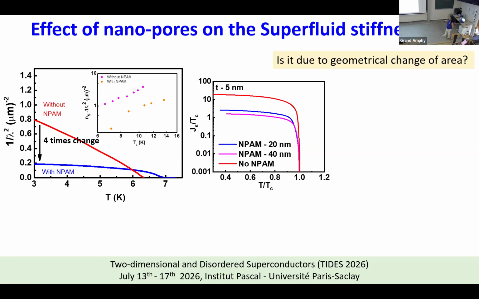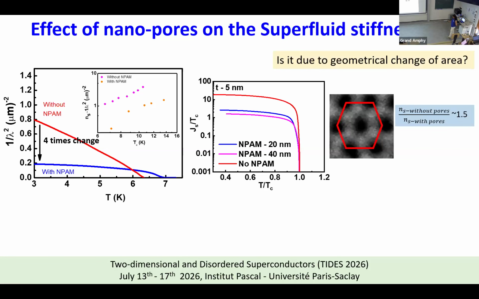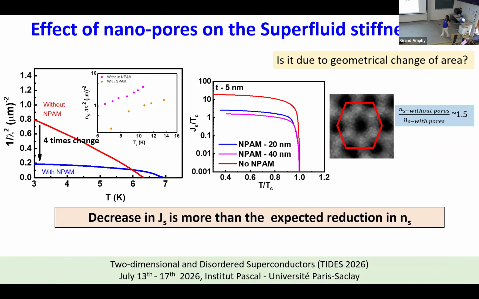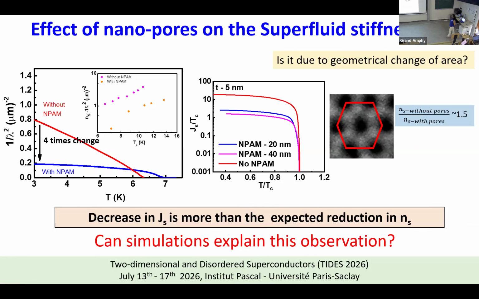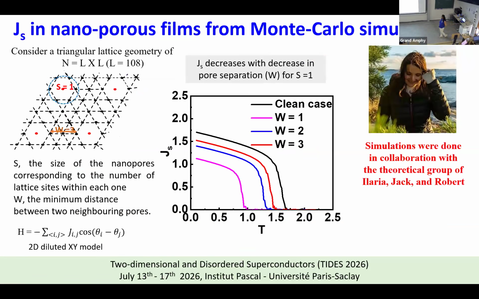To understand whether this comes exactly from the geometrical change of area, if you do a back of the envelope calculation for 1 unit cell, the difference in the superfluid density should be around 1.5 times, but we see a much larger change in our films. So the decrease in JS is more than the expected reduction in NS, and we thought we should look at some simulations to see whether this can be explained.